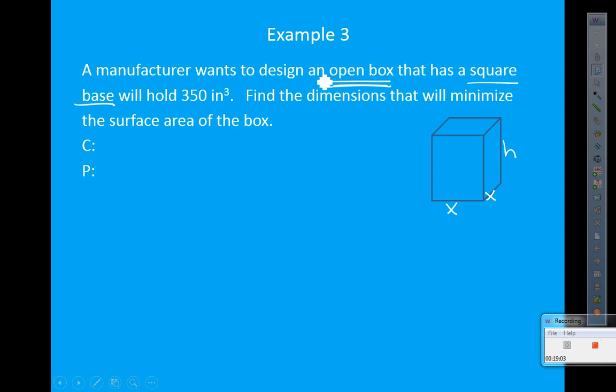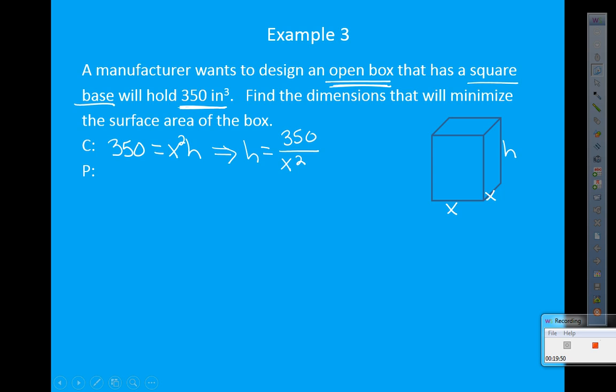So now let's go to it. A manufacturer wants to design an open box that has a square base and will hold 350 cubic inches. Cubic inches deals with volume. So my constraint equation is going to be 350 equals the volume of my box, x squared h. While I'm here, I know we're going to have to solve this for a variable. We're going to solve this for h. Otherwise, you have to work with the square root. So h is going to be 350 over x squared. So I've worked with my constraint equation.